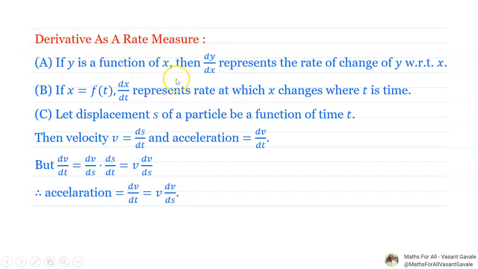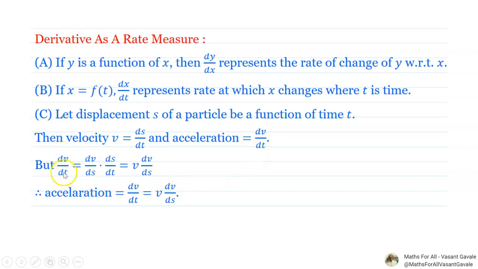If y is a function of x, then dy by dx represents the rate of change of y with respect to x. If x is equal to f of t, then dx upon dt represents the rate at which x changes, where t is time. Next, let the displacement s of a particle be a function of t, then velocity v is equal to ds upon dt and the acceleration is dv upon dt.